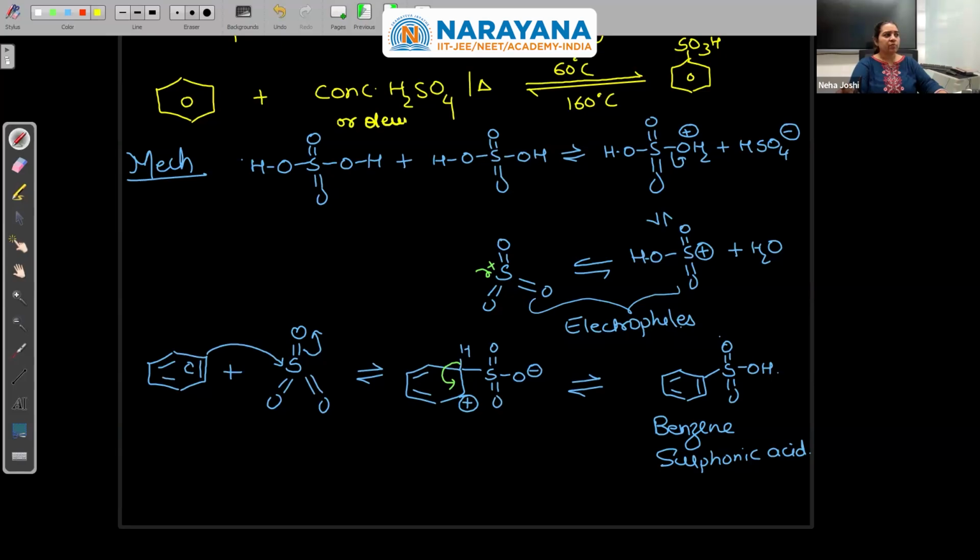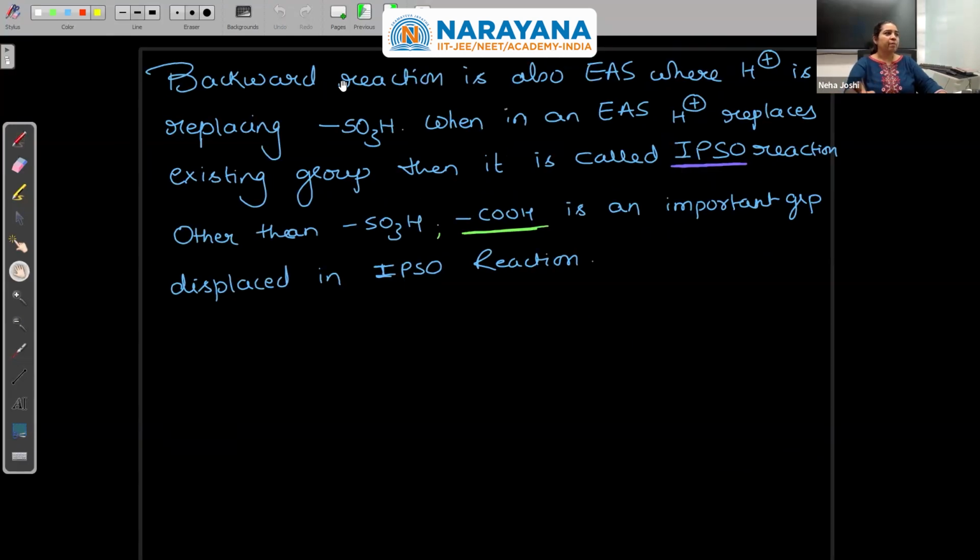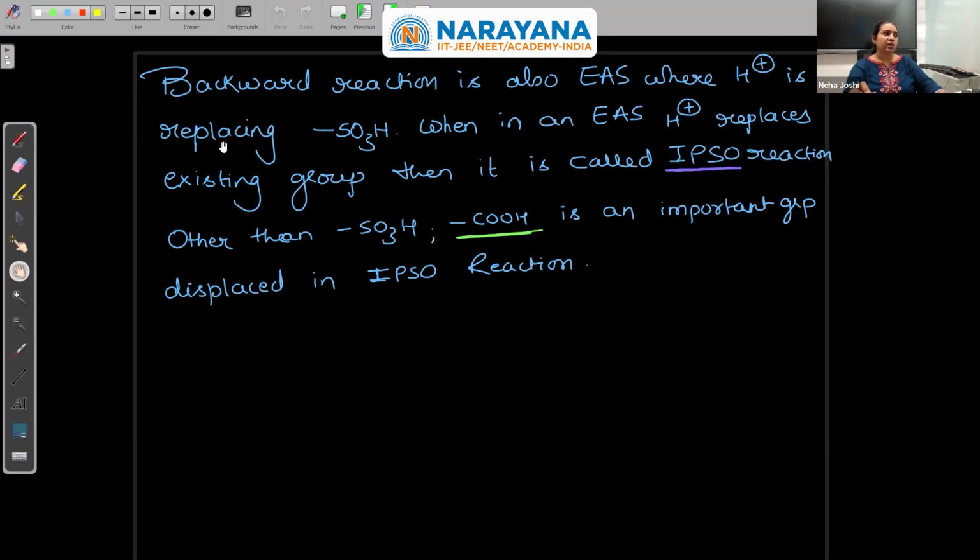Oleum would have been even better. That is H2S2O7, extra SO3 dissolved. That would give me better yield. Benzene sulfonic acid is formed. The backward reaction is also an ES where H plus is replacing SO3H. When in an ES, H plus replaces an existing group, then it is called ipso. Other than SO3H, you can have CHO, an important group displaced in ipso reaction. Okay?